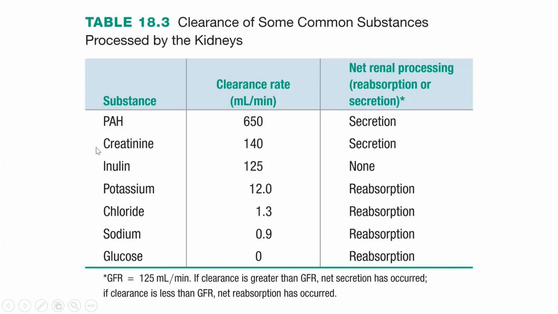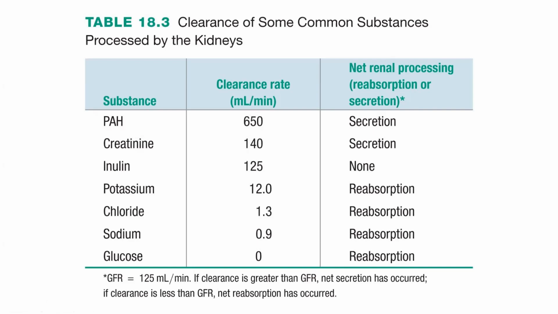Inulin is also exogenously introduced. It's a byproduct in plants, I think. It's one of those polysaccharides. And inulin has a clearance rate of 125. So it's a really good predictor or measurer or indicator of what GFR looks like. It's neither reabsorbed nor secreted, and so it's going to give us a really clear picture about our glomerular filtration rate.